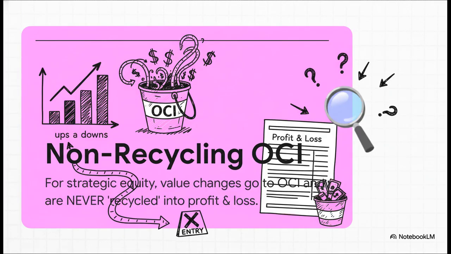And this is the really clever part. When a company makes that choice for a strategic investment, any changes in that stock's value, they don't hit the main profit number that everyone looks at. Instead, they go into this separate bucket called Other Comprehensive Income, or OCI. And, this is the key, they stay there. They are never recycled back into the main profit figure, not even when the stock is sold. And why do they do this? To stop the wild swings of the stock market from making the company's core business performance look super unstable.